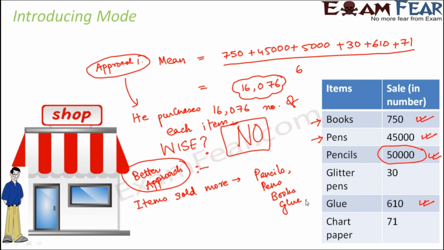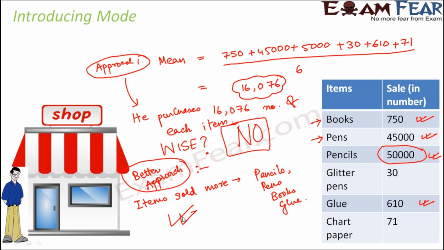So the shopkeeper decides not to buy glitter pens or chart paper because their sale is very less. So he decides that, okay, this time I will not buy glitter pens or chart paper at all, because anyways only 30 or 40 are being sold. So that's okay. Let me not buy them. Instead, let me buy more pencils and pens and books and glue. Right? So this approach is definitely going to be a better approach.